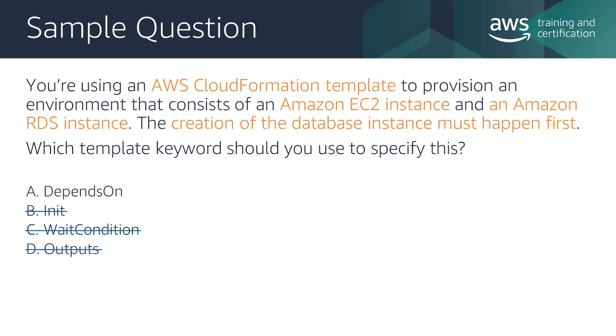The one that does: depends on. This is the solution we're going to use in order to make sure that once the RDS instance is complete, the EC2 instance depends on RDS checking in that it's done. You need to know the different parts of a CloudFormation template for this section of the test.